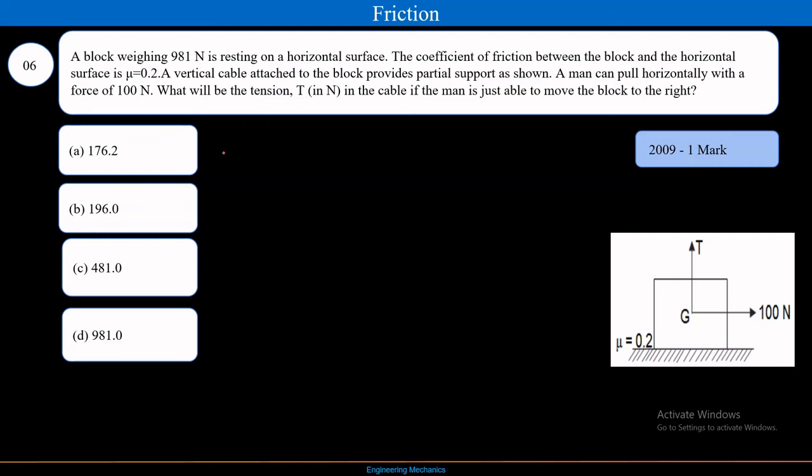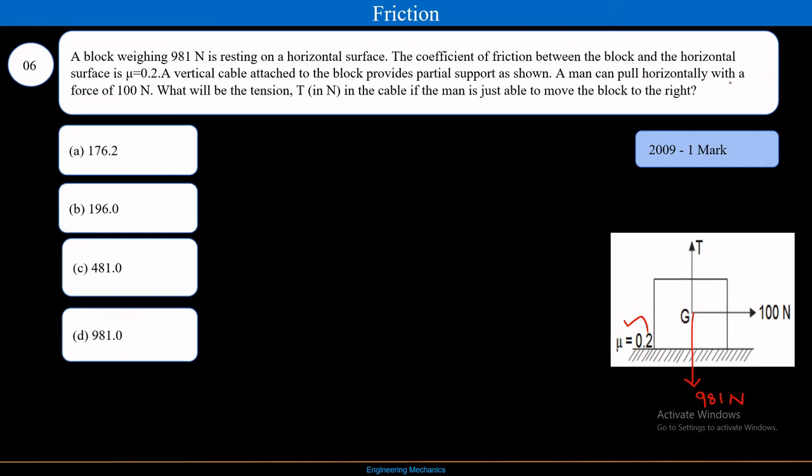A block weighing 981 Newton. The coefficient of friction between the block and the horizontal surface is mu equal to 0.2. A vertical cable attached to the block provides partial support, as shown.